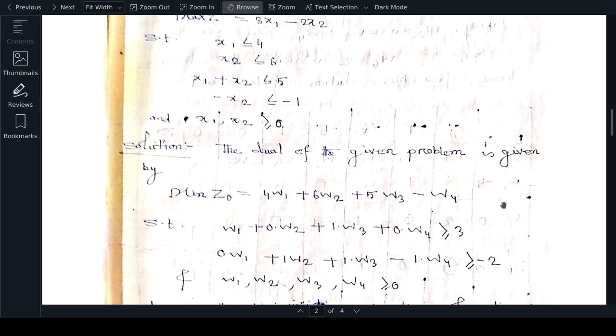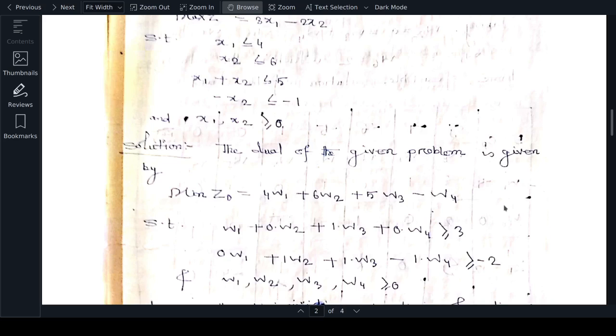Clear? Such that, next, for the coefficients you write the transpose of the coefficient matrix. Here you see the x1 coefficient in the first constraint is 1, second is 0, third is 1, fourth is 0. So this one will be W1 plus 0 into W2, plus 1 into W3, plus 0 into W4, and reversing the inequality, greater than or equal to 3.